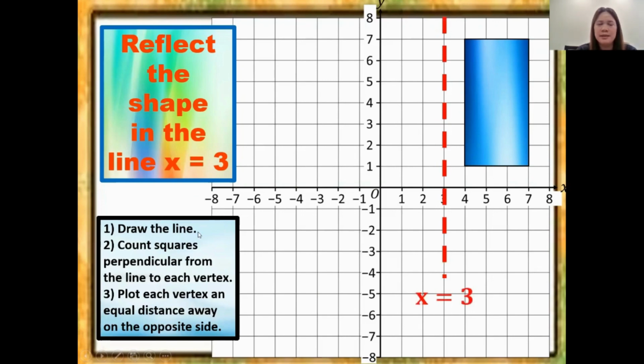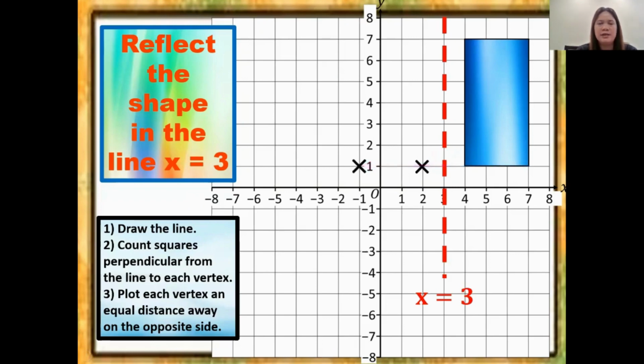The second step is we count squares perpendicular from the line to each vertex. From the mirror line, we go to the right one step, so we also go to the left one step. So we have identified one vertex. And there's another vertex here. From the mirror line, it's 1, 2, 3, 4. That is 4 steps, so you also have to move 4 steps to the left. So we have found the second point.